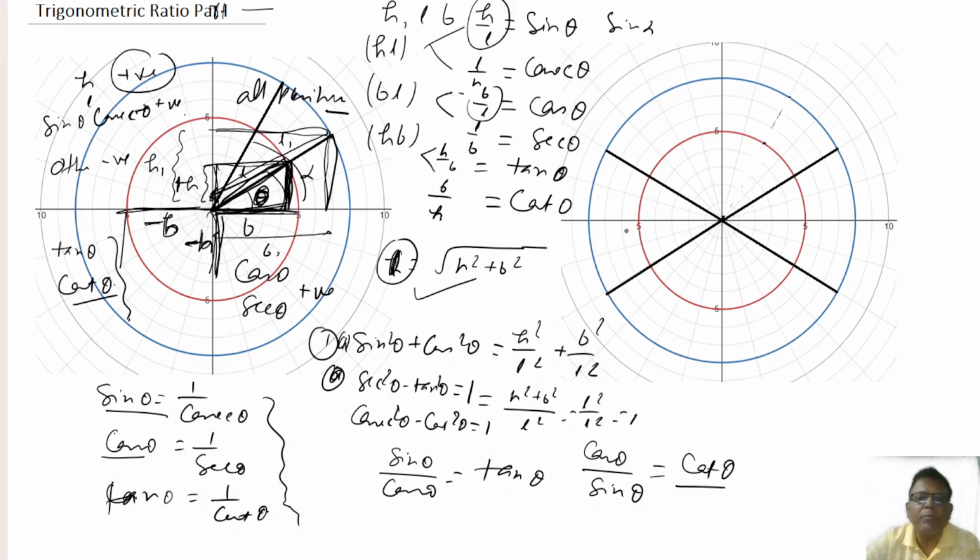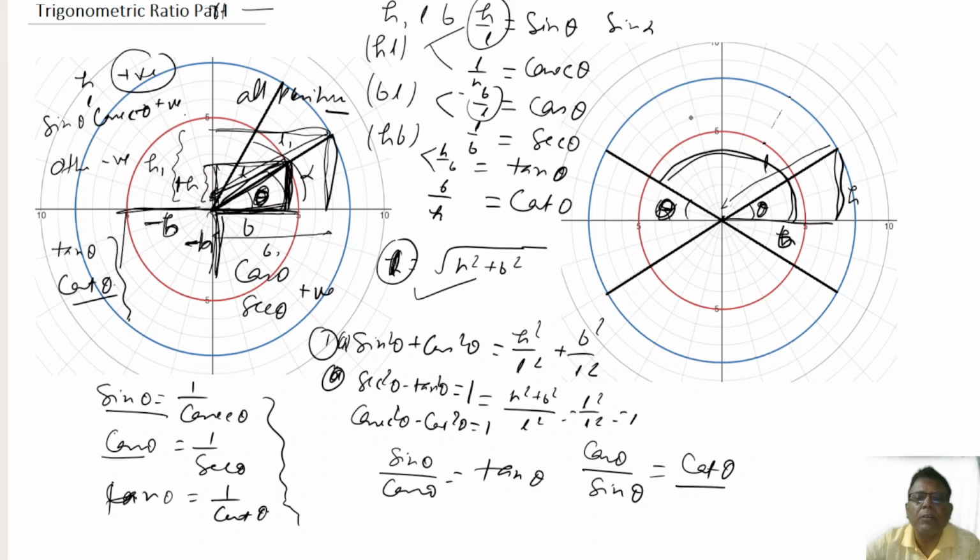Remember. Now come to the second set of formula. Suppose this is alpha or theta, and this is h, this is b, and this is L. It rotated up to alpha. So the angle is measured from the positive x-axis. So this angle is also theta, the same angle, because we have assumed theta. So it is measured from the positive x-axis.